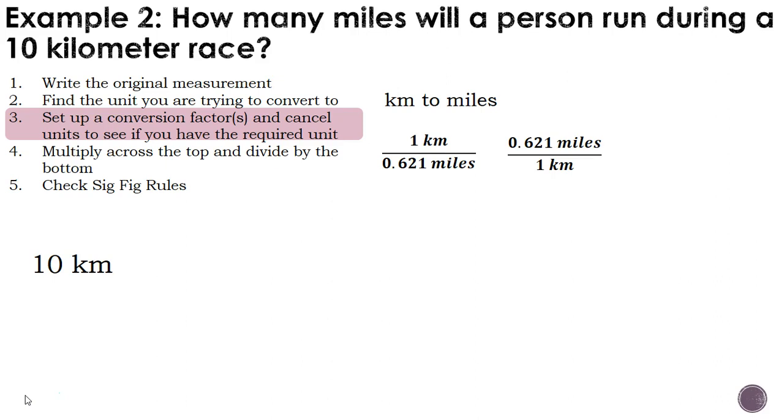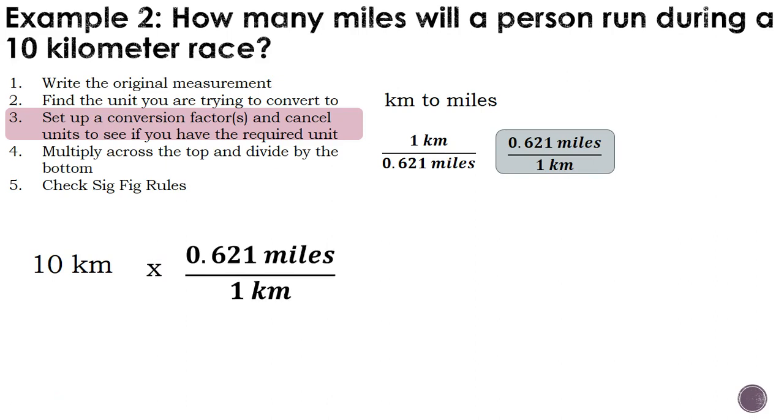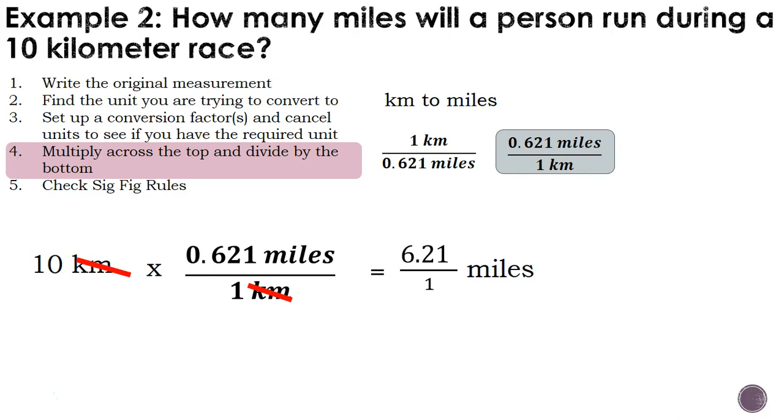So you need to figure out which conversion factor you're going to use. Since our original problem has kilometers at the top, we want that to cancel with kilometers at the bottom. Therefore, we're going to use our second conversion factor. When we put that next to our original measurement, we can see kilometers now cancel, and we have our answer in miles. Then you just multiply across the top and the bottom and then divide, and you can see that we're going to get an answer of 6.21 miles.